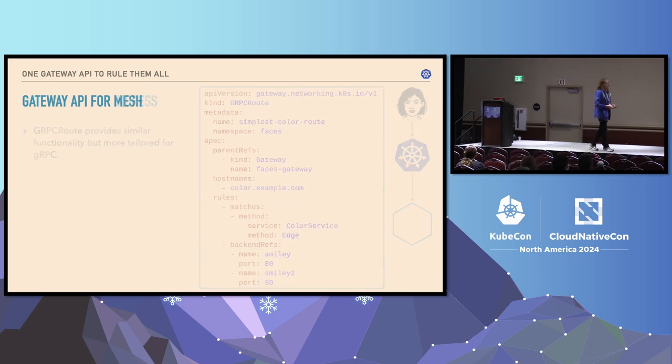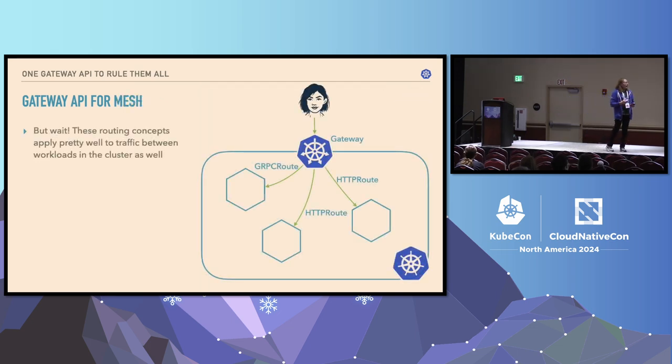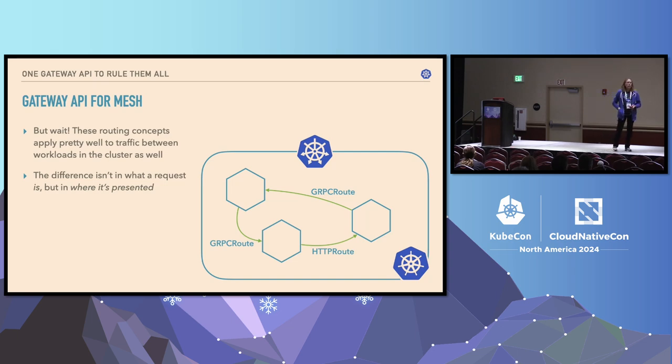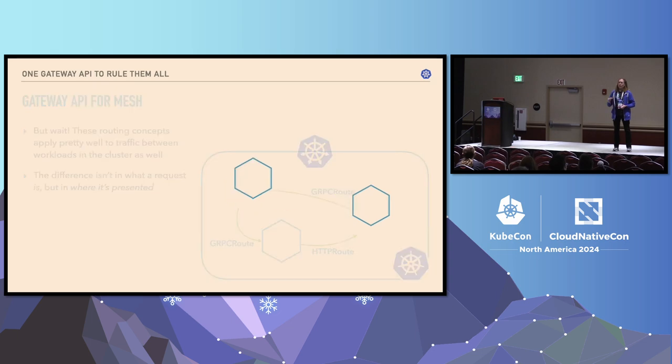All right. The concepts that I was just talking about of routing HTTP traffic or routing gRPC traffic, there's no particular reason those should be limited to Ingress traffic. The same concepts work just as well if you're talking about traffic between the workloads in your cluster and you're using a service mesh to do routing. And in fact, the same resources even make sense because you're solving the same problem. Ultimately, the difference here is not what the request is or what it looks like. The difference is where the request arrives.